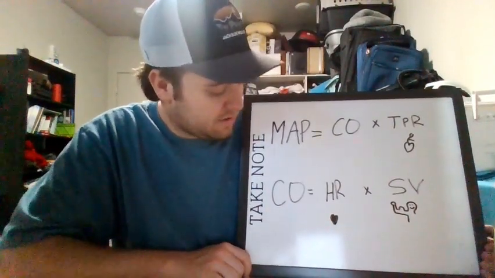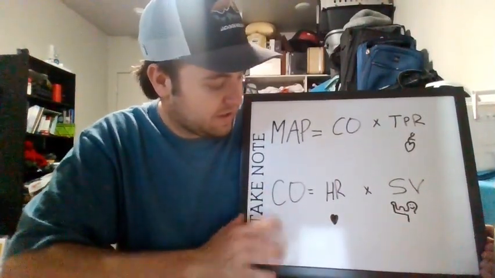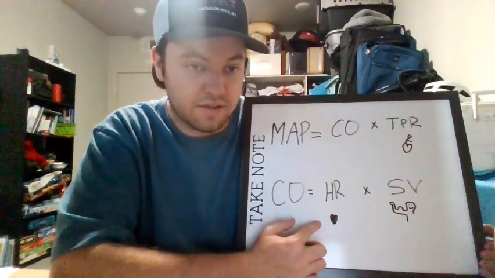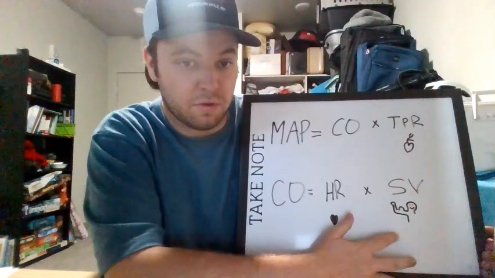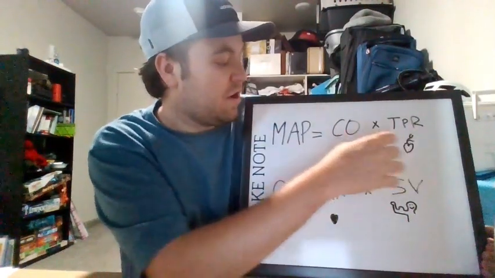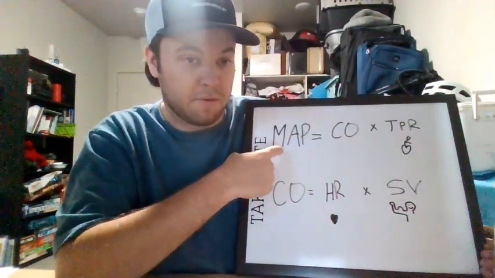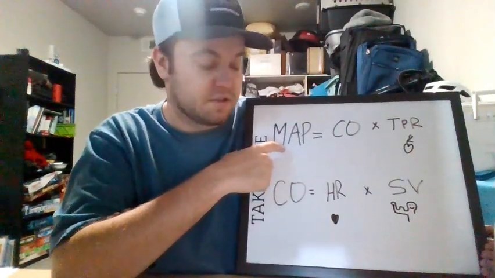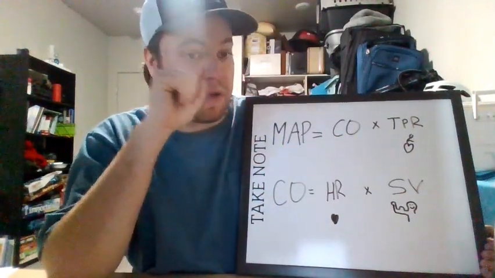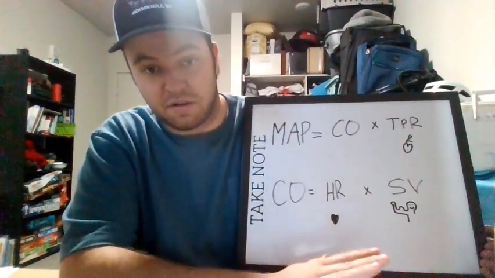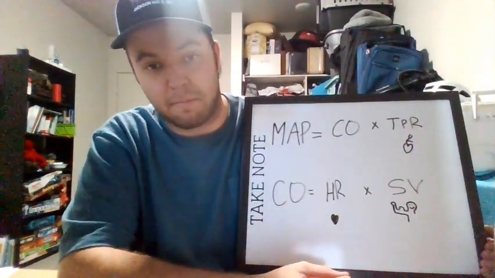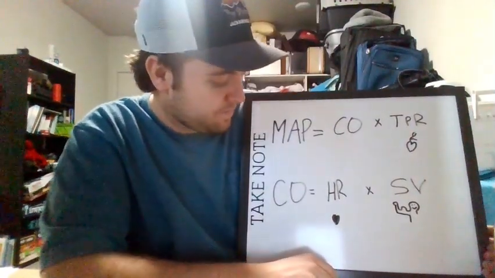So let's take a look at this. Increasing our heart rate, increasing stroke volume, or increasing resistance, all will increase MAP. So the baroreceptor reflex acts on all three of these variables to stabilize MAP from moment to moment.